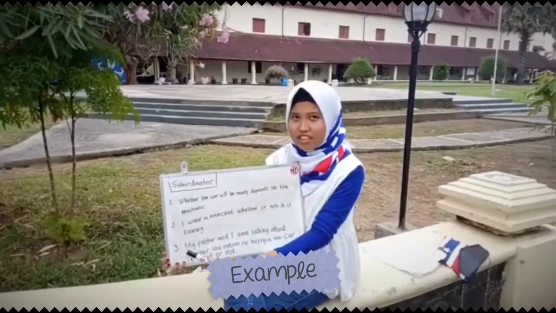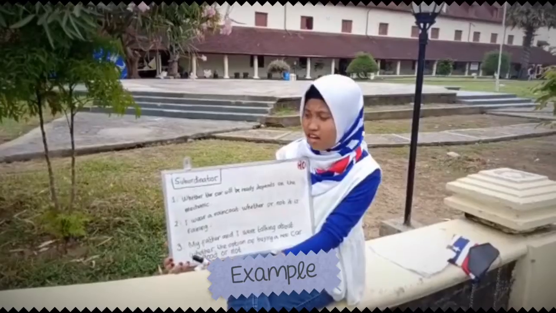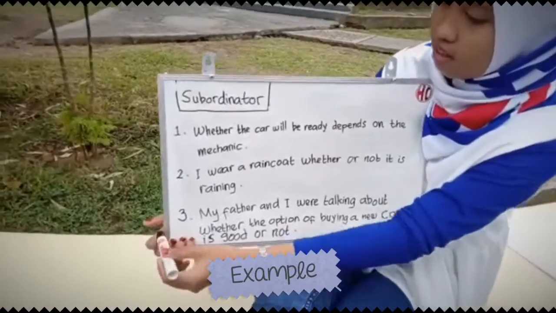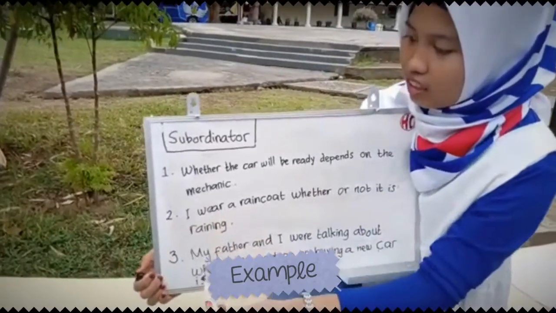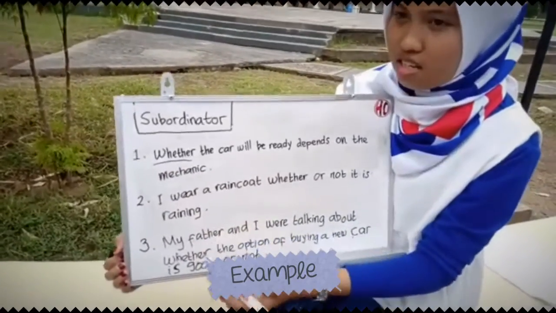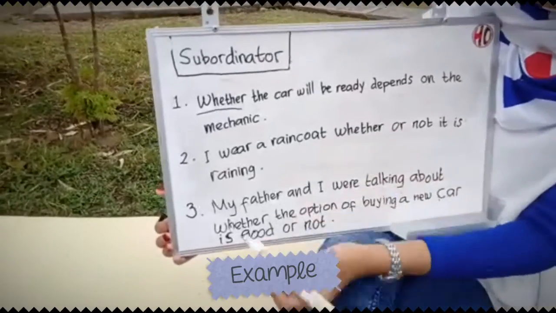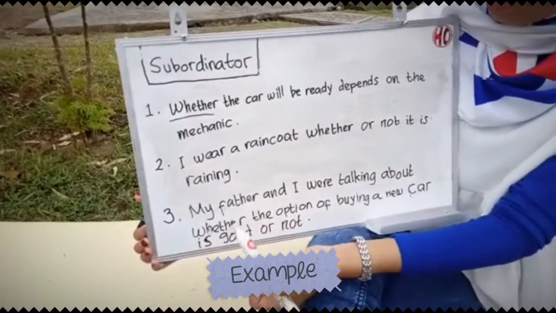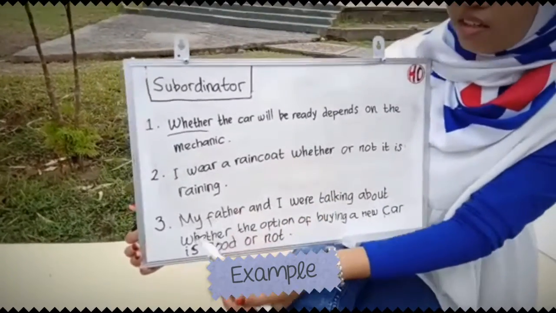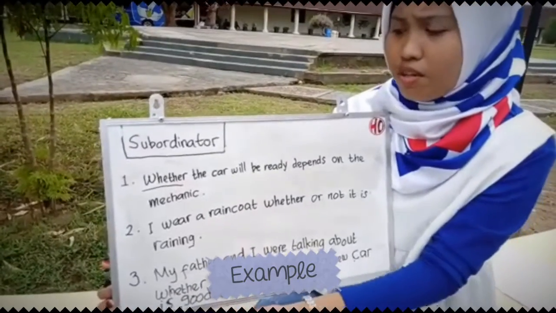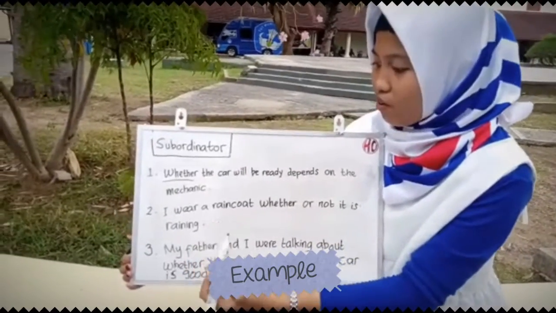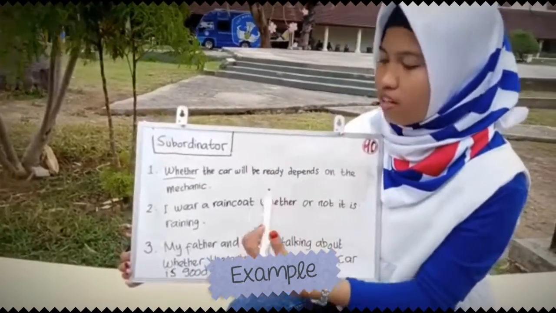First, when the clause is the subject of the sentence. For example, whether the car will be ready depends on the mechanic. So, the clause beginning with whether is the subject of the sentence. And the second is when it modifies a verb, or not is needed. For example, I wear a raincoat whether or not it is raining. Two alternative ways, we can also separate whether or not. For example, I wear a raincoat whether it is raining or not.